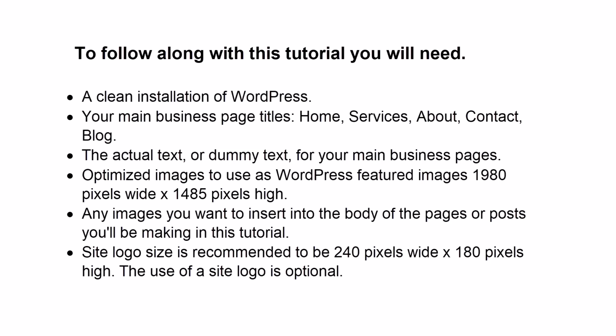Hello. To follow along with this tutorial, you will need a clean installation of WordPress. You'll need your main business page titles, such as Home, Services, About, Contact, and Blog. You'll need the actual text or dummy text for your main business pages. You'll need optimized images to use as WordPress featured images, and the images need to be 1980 pixels wide by 1485 pixels high. You'll need any images you want to insert into the body of the pages or posts you'll be making in this tutorial.